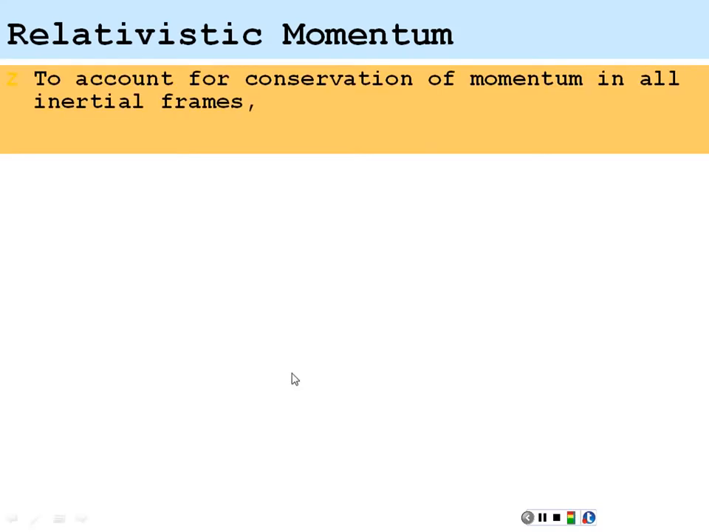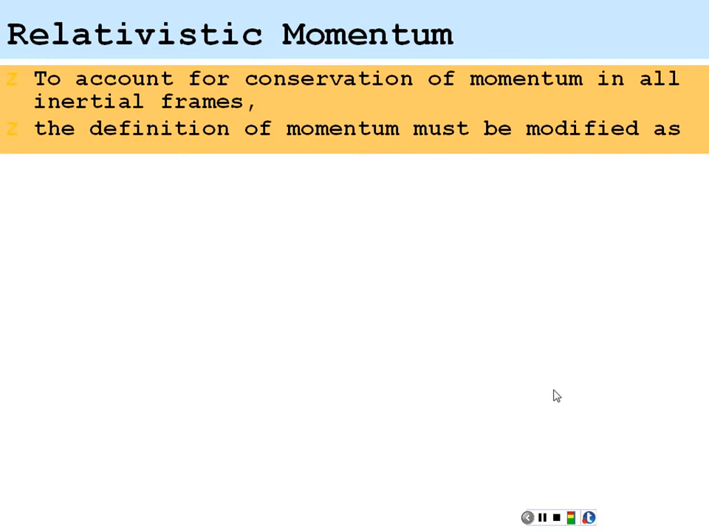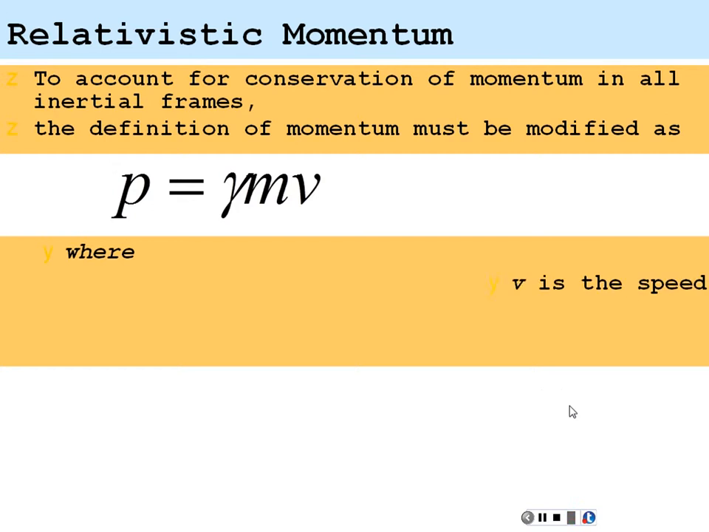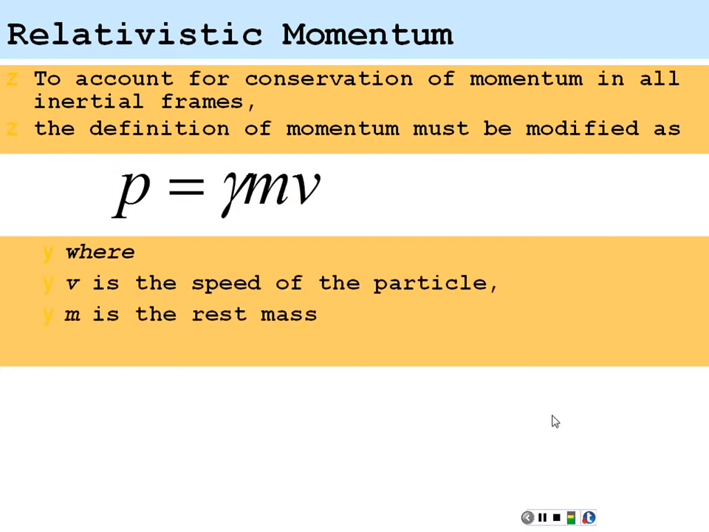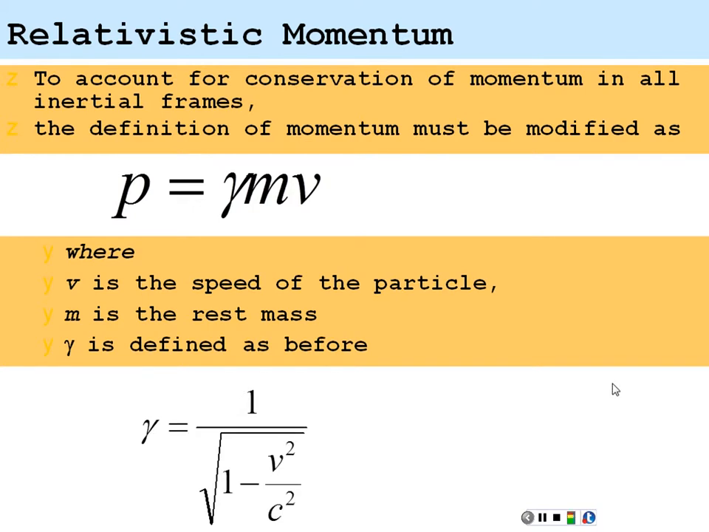To account for conservation of momentum in all inertial frames, the definition of momentum must be modified. Our relativistic momentum is now gamma times mass times velocity, not just mv, but gamma times mv. For most everyday situations, gamma is going to be 1, and momentum is mass times velocity. But in relativistic terms, momentum is gamma times mass times velocity. v is the speed of the particle, m is the rest mass, and gamma is defined as before: 1 over the square root of 1 minus v squared over c squared, where v is the velocity of the particle.